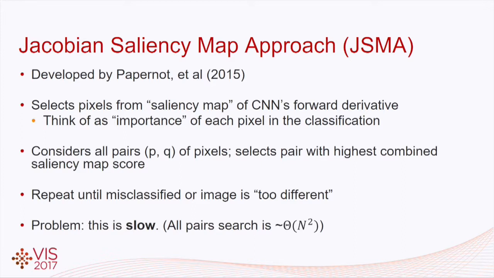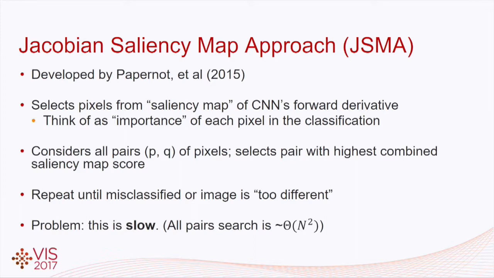And so they were looking at all pairs of pixels and then selecting the pair with the highest combined saliency map score. And they keep repeating this, selecting 2 pixels and modifying them until this image is either misclassified, we succeeded and created an adversarial example, or the image was too different. We modified too many pairs of pixels and it no longer is considered to be enough like the original image.